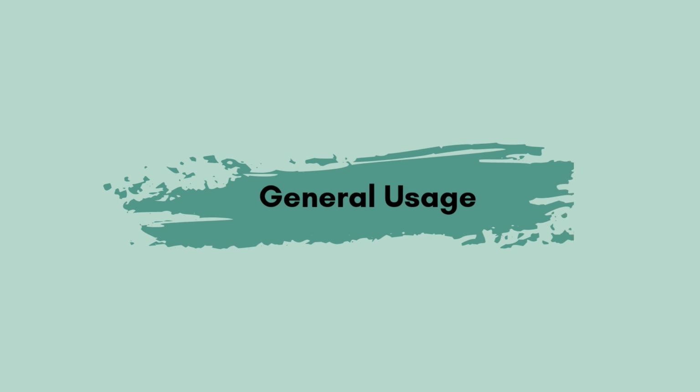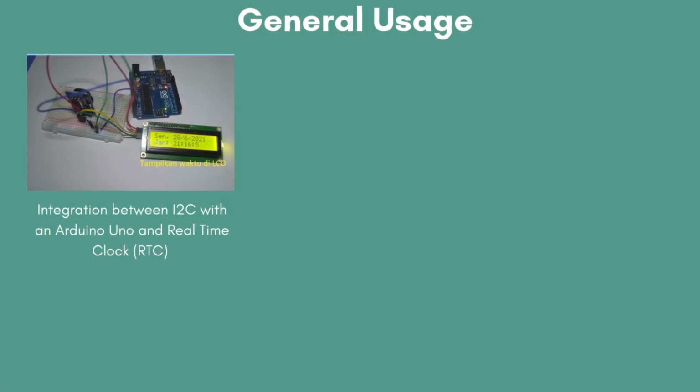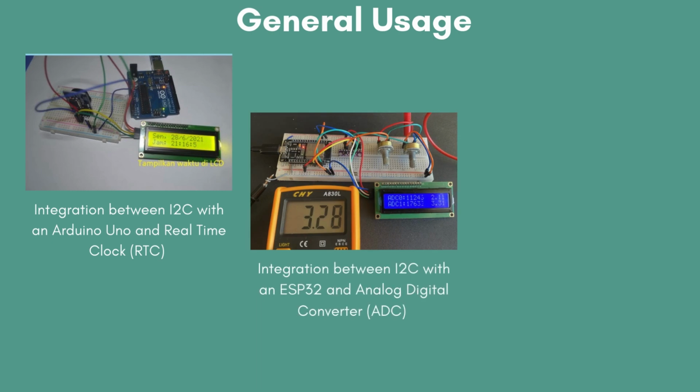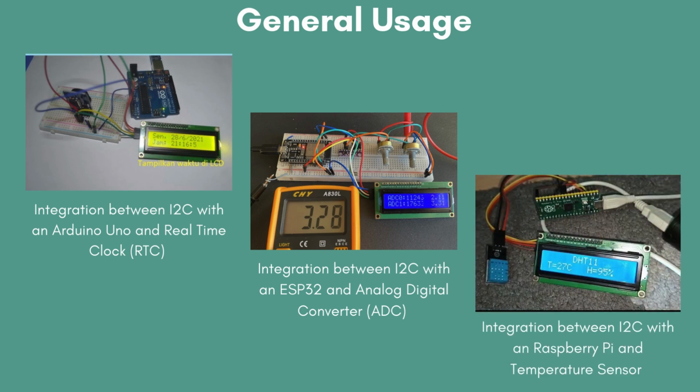For general usage, there are a lot of projects that use I2C systems. For example, integration of I2C with an Arduino and a real-time clock, integration of I2C with an ESP and an analog-to-digital converter, and integration of I2C with a Raspberry Pi and temperature sensors. So you can imagine how useful I2C is.